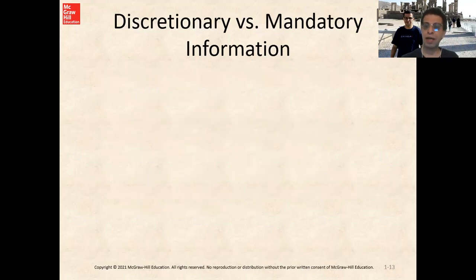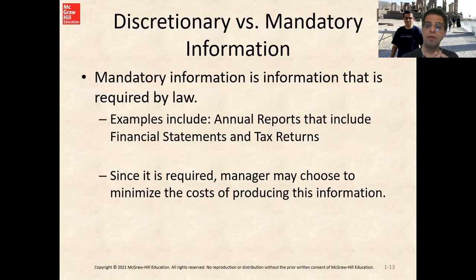Then you have mandatory information. Mandatory information is information that's required by law. For example, the annual report that includes financial statements and tax returns. One of the issues that Trump is facing is his tax return and financial statement. Since it's required, managers may choose to minimize the cost of producing this information, but they have to produce this information.